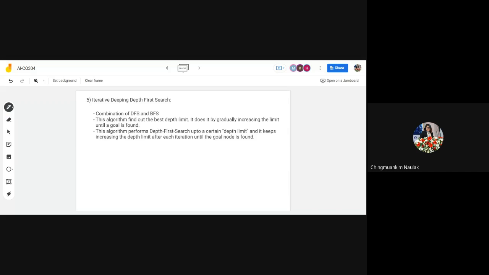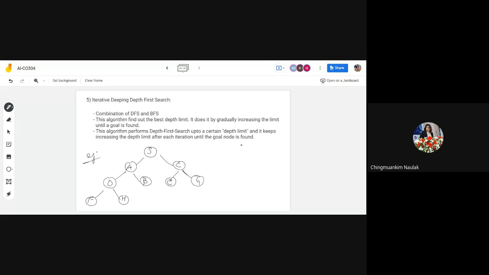I'll give one example on this. For example, you have this question: S, A, D, B, F, and H, C, E, and G. This is the graph that you're going to explore using iterative deepening depth first search. So how will you do that?